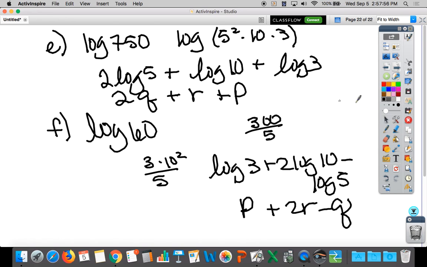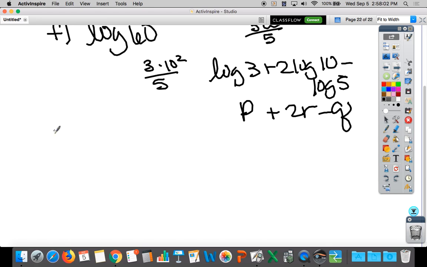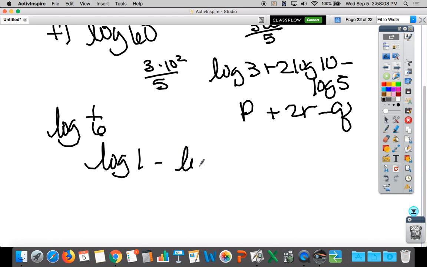All right, and the last one was 1/6. So I bet some of y'all are using my trick now on the 1/6. So that would be the log of 1 minus the log of 6, right? The log of 1 is 0. It goes away. So how could I get 6? Is there any way to get 6? Could I use my trick on this one? Is there any way to get 6 out of 3 and 5 and 10? 3 times 10 over 5. I could do 3 times 10 over 5.